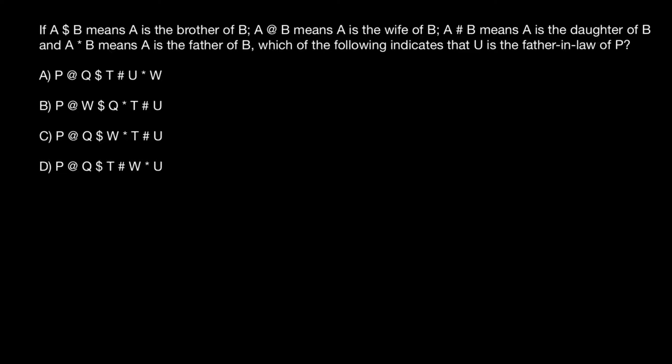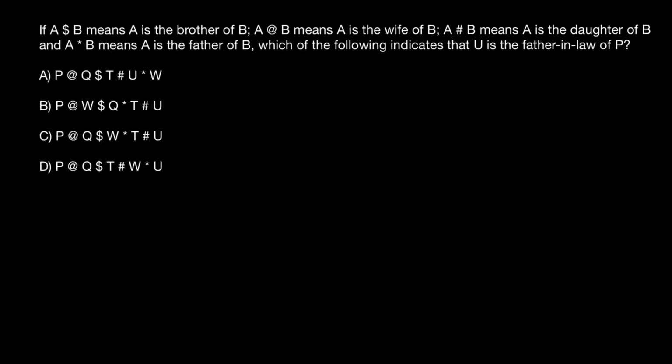So here's the problem. If A $ B means A is a brother of B, A @ B means A is a wife of B, A # B means A is a daughter of B, and A * B means A is a father of B, which of the following indicates that U is a father-in-law of P?